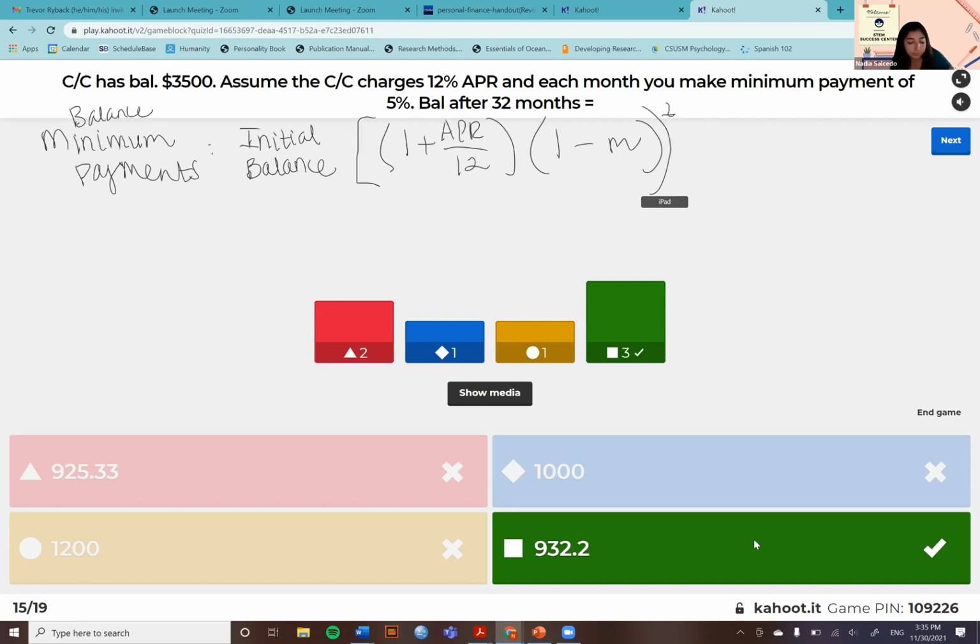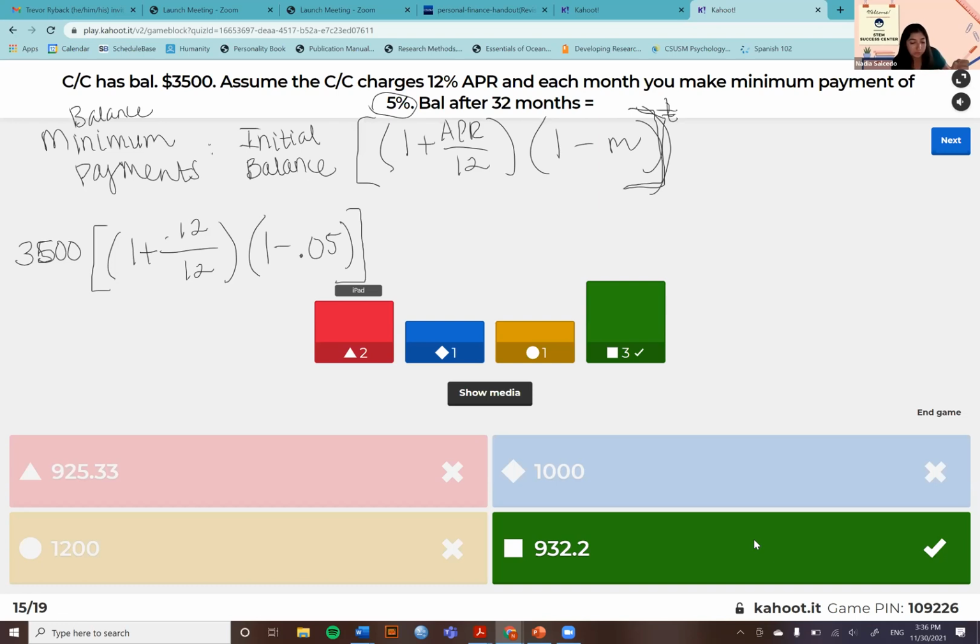Here's the outside, raising it to the T. In this case, our initial balance is 3,500, times 1 plus our APR, 12%, over 12. That is multiplied by 1 minus our minimum payment rate, which was 5%, which we can put as a decimal. All of that is raised to the 32, since we're doing it for 32 months. After you calculate that, you get $932.20. So after 32 months, the balance is going to be $932.20. This is the formula you would use for minimum payments.